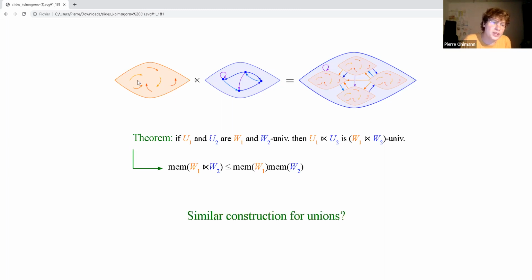So this is very successful for lexicographical product, but it's also not surprising because if you take a product of ordinals, it's a lexicographic product. So it's very natural in this sense that lexicographic products work well. But then a question is, can you have a similar construction that works well for union? Yeah, so that's one question that I don't know the answer to.